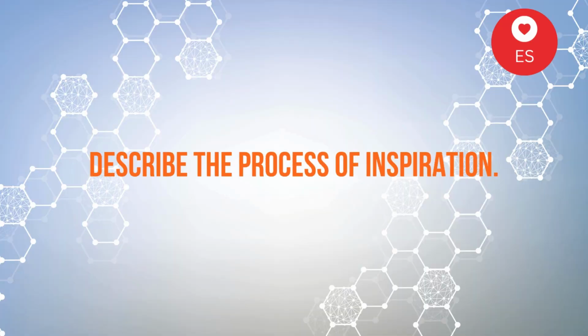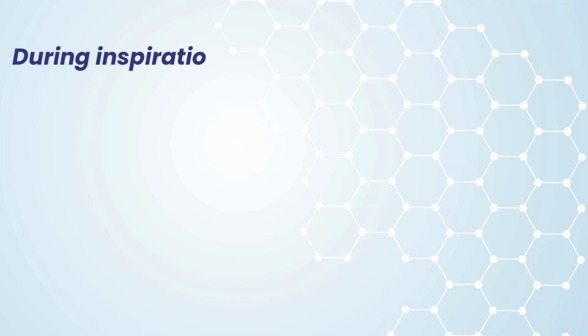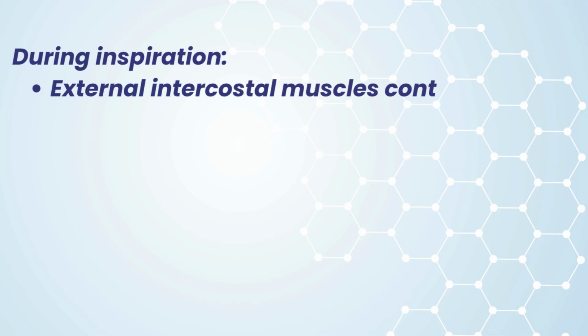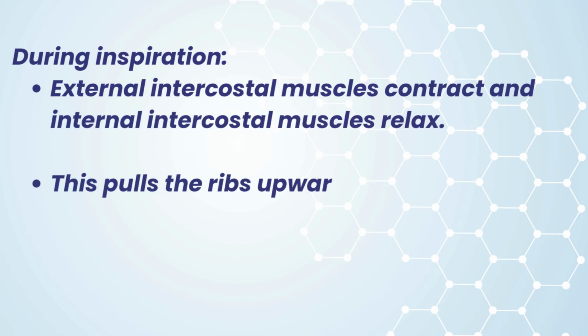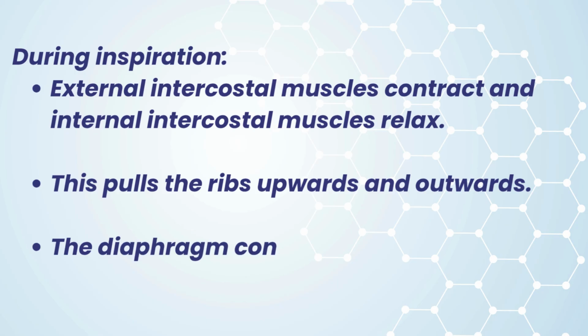Describe the process of inspiration. During inspiration, external intercostal muscles contract and internal intercostal muscles relax. This pulls the ribs upwards and outwards. The diaphragm contracts and flattens.